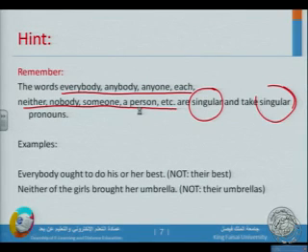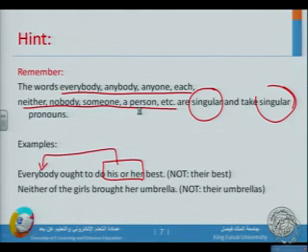For example, everybody ought to do his or her best. Do we have pronouns? Yes. وين هن؟ his and her. his and her لازم ترجع ل everybody. ليه ما حكينا there؟ لأنه everybody تعامل معاملة المفرد.